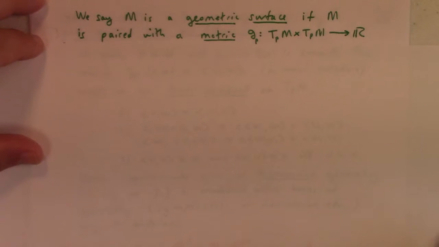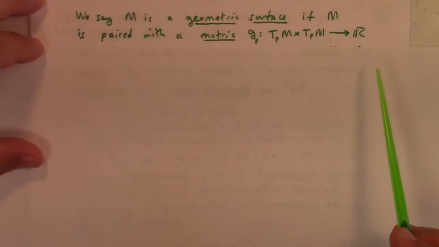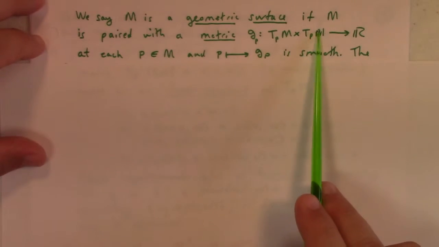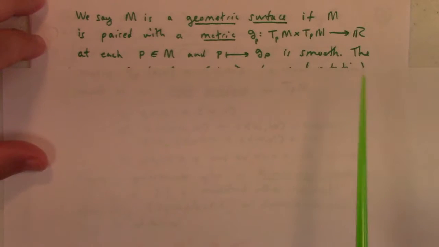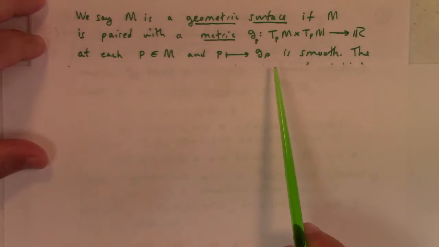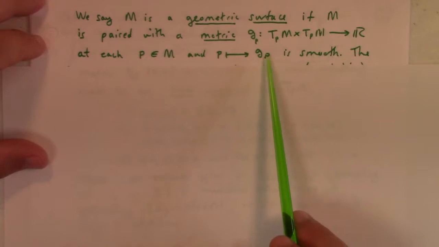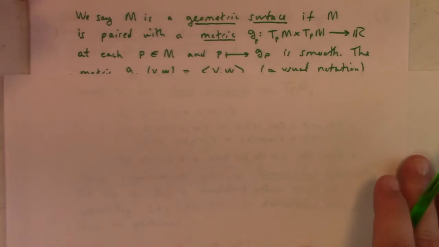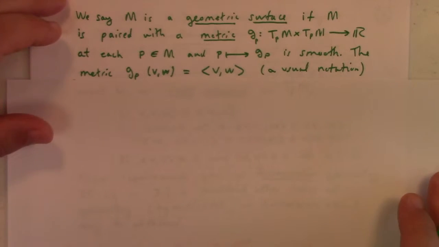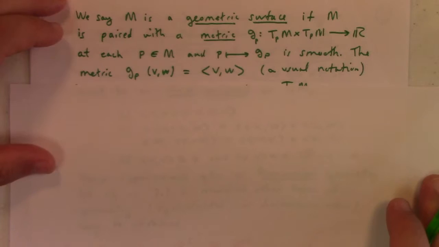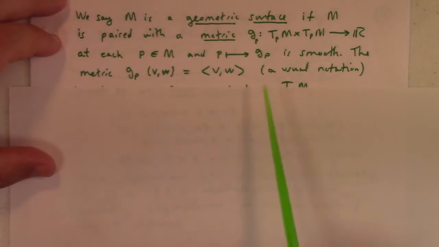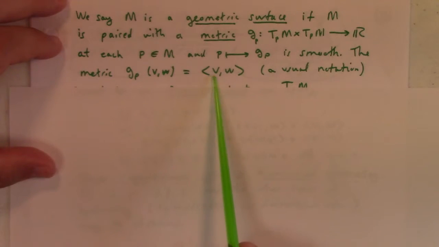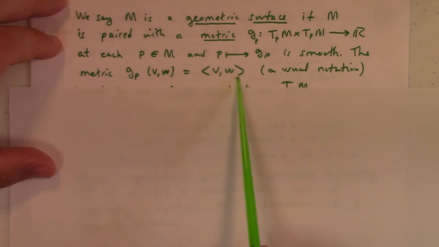A geometric surface is an abstract surface paired with a point-wise assignment of an inner product. So a metric is a function from the tangent space across the tangent space to the reals, and that assignment has to be smooth. What does that mean? Well, that means that if you take the metric and you feed it a pair of smooth vector fields, out pops a smooth function, although we don't typically investigate that smoothness too much in this course. It's there. That's what we mean by that. Anyway, the metric, and here's the notation, g_p(v, w) is angle brackets v, w.